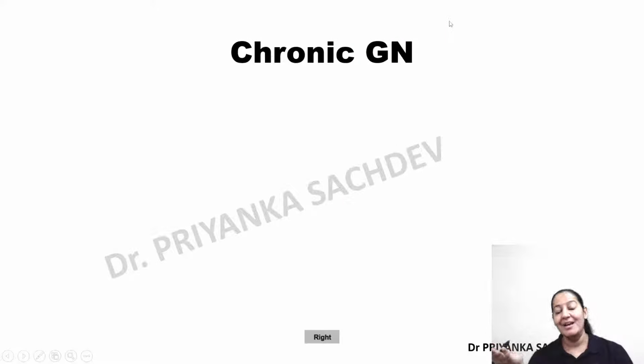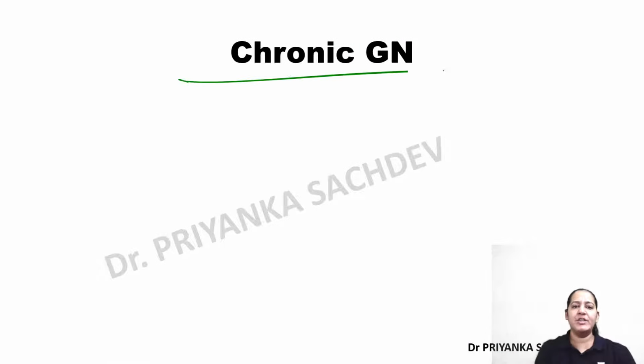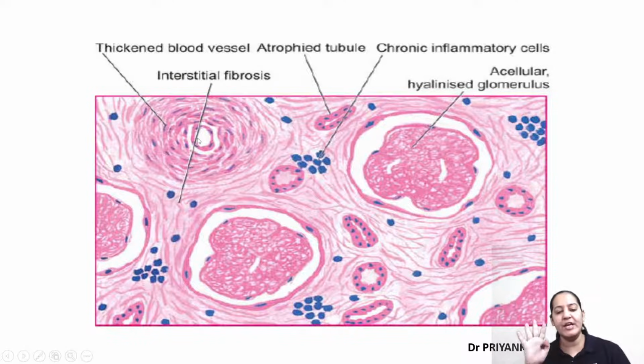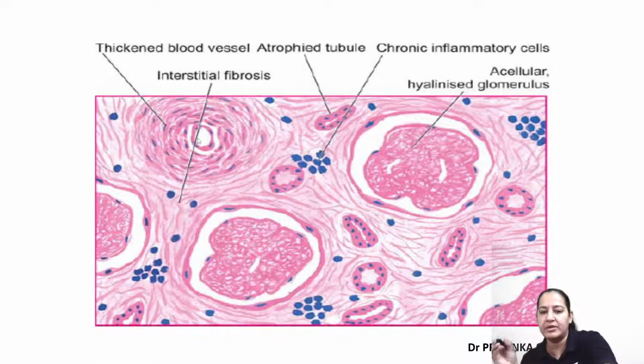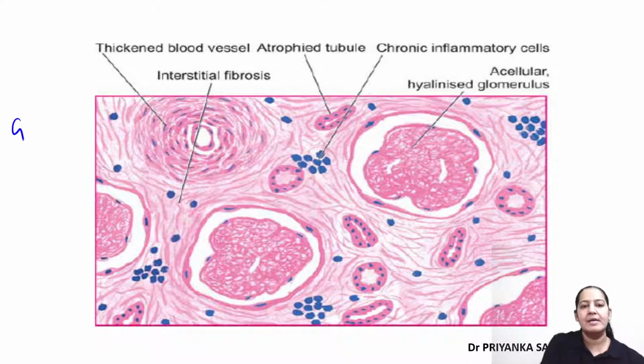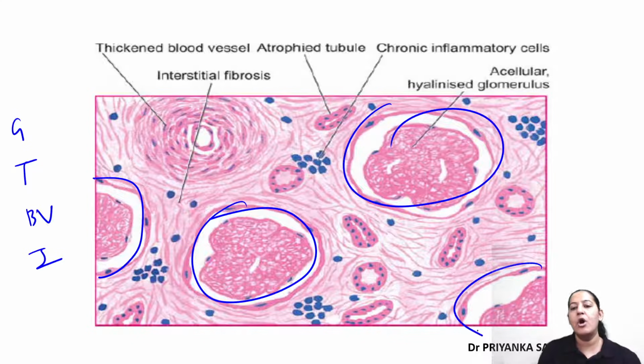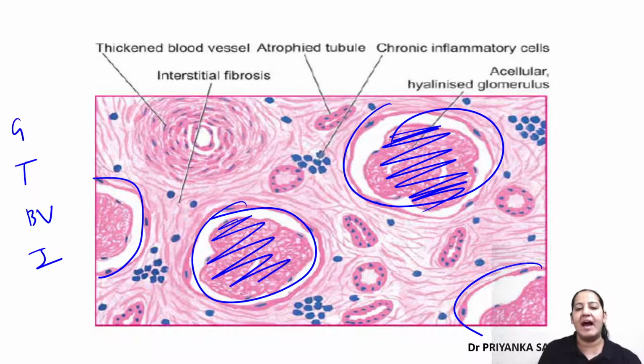Are you getting it? The next one, the eighth one, is chronic. This is the diagram of chronic. Can you see? You have to comment on 4 things here. What 4 things? Comment on glomerulus, comment on tubules, comment on blood vessel, and comment on interstitium. Can you see? These are the glomeruli. Glomerulus 1, glomerulus 2, glomerulus 3, glomerulus 4. All of them, inside them, convert into acellular mass. That is, they are hyalinized. So all the glomeruli are hyalinized.